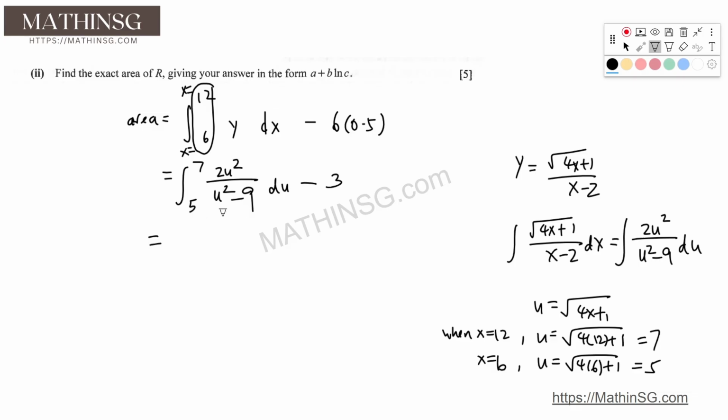So how do I integrate this? Well, this is an improper fraction, right? So you need to make it into a proper fraction first. You can do long division, but I prefer this method. I know that 2u squared, I can write it as 2 times u squared minus 9. So it is actually 2u squared minus 18, right? Then I plus 18 again, so that it is equal to 2u squared.